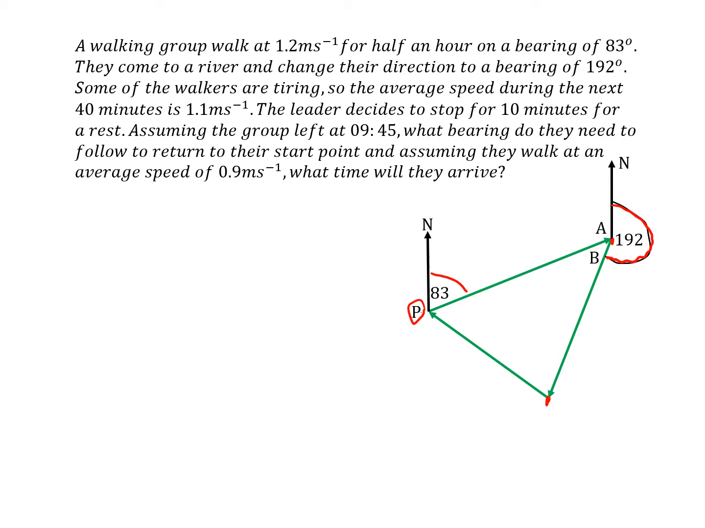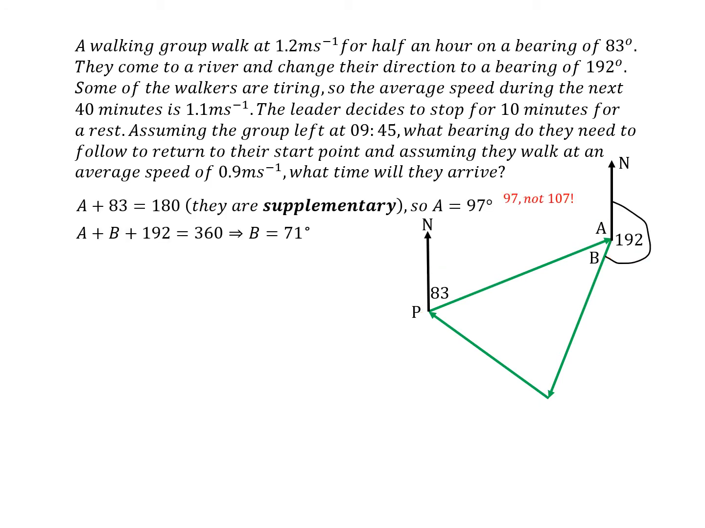The important thing to consider next is, how do we find the angles A and B? Well, if you look at angle A and this angle here, 83 degrees, they both add up to 180 degrees. They're what we call supplementary. So that means A is 107 degrees and then B is 71 degrees, because A, B and the angle 192 add up to 360.